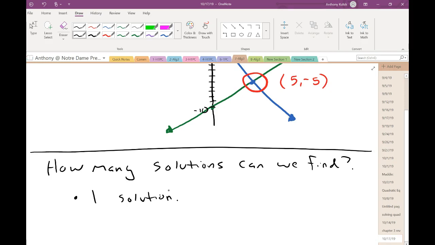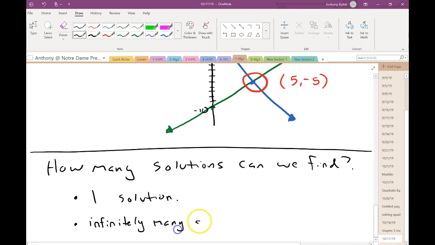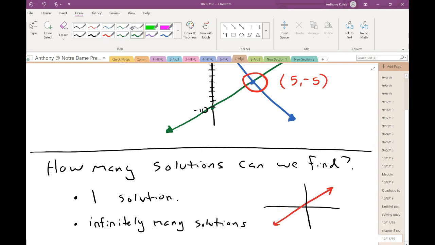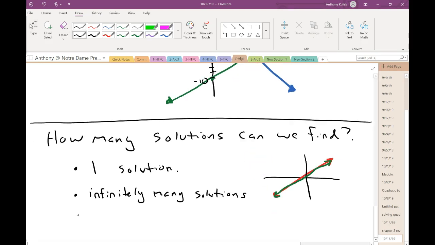What would that look like? Yeah. We could have infinitely many solutions. And what Marshall's saying is if I graph, and this is my first line, and then if that's my second line, how many intersections do I have? Infinitely many, right? At every point on the line, those are intersecting. So that's a possibility. What else could happen?